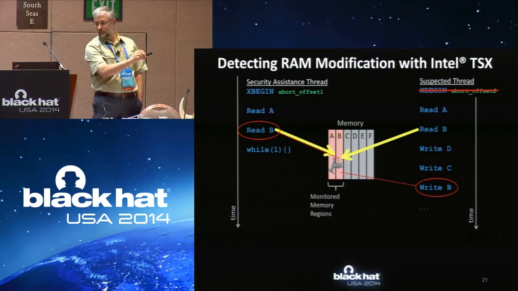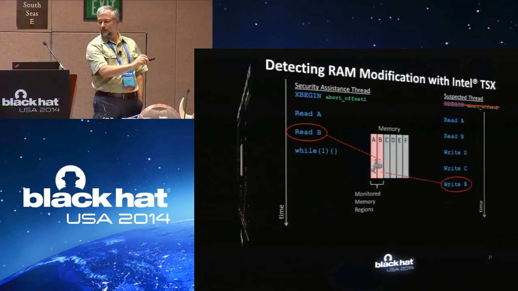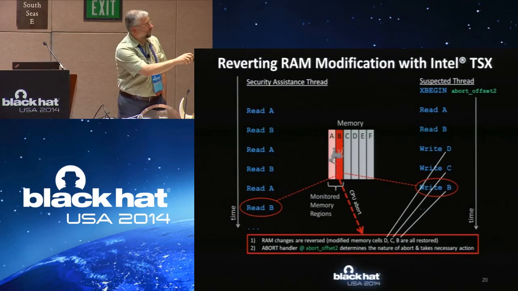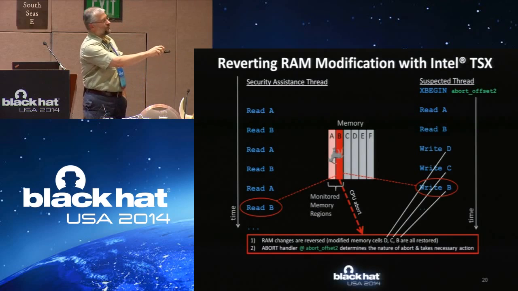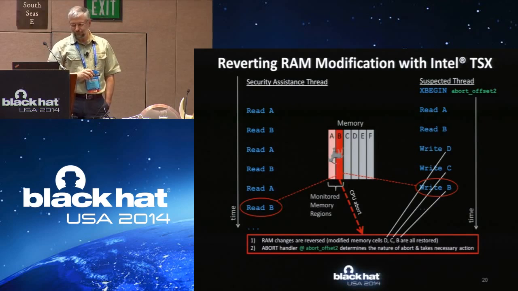Sorry, wrong button. Let me roll it back. Yeah, that's where I should be. So at this point, an abort happens. All the memory modifications which were performed by the suspected thread are reverted. And the control is transferred to the offset defined in this xbegin, abort offset 2.